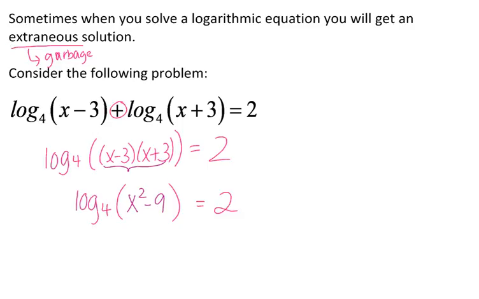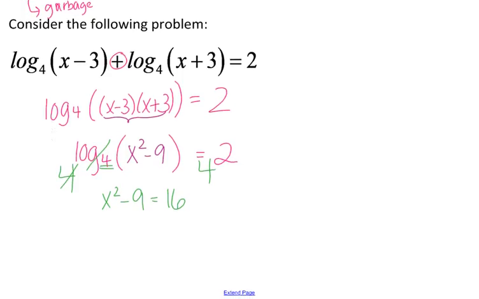Now I have log equal to a number. I need to exponentiate using my inverse property. Inverse of log base 4 is exponential base 4. Make sure we do that to both sides. So we have x squared minus 9 equals 4 squared, or 16. Continue to solve for x. Add 9 to both sides. We have x squared equals 25. Square root both sides, and we end up with x equals plus or minus 5.